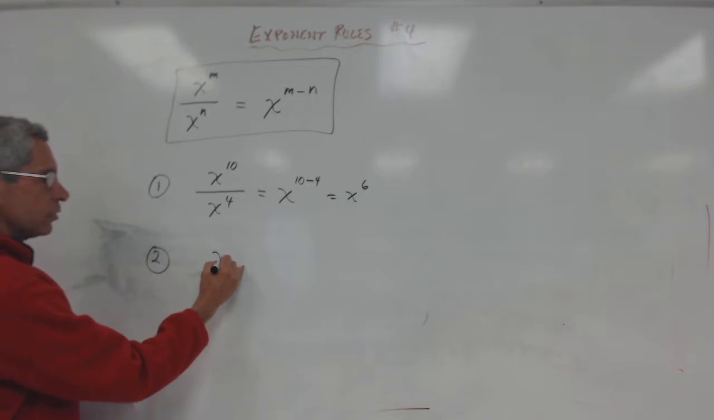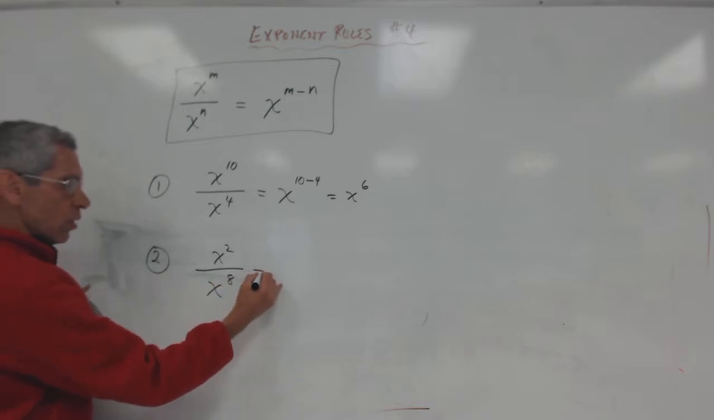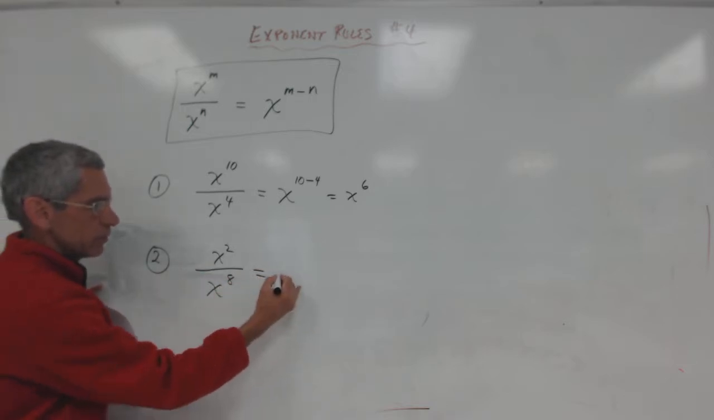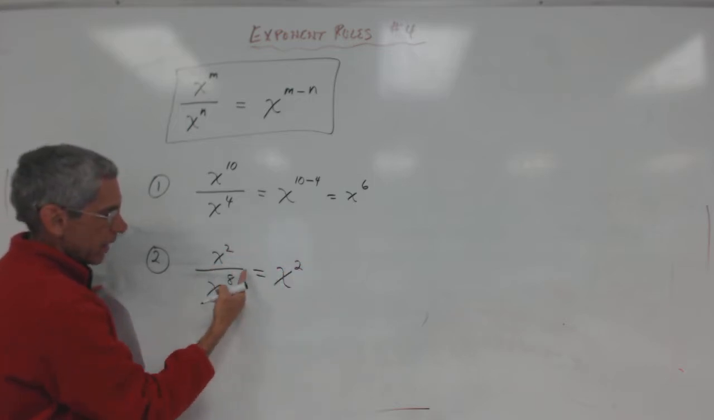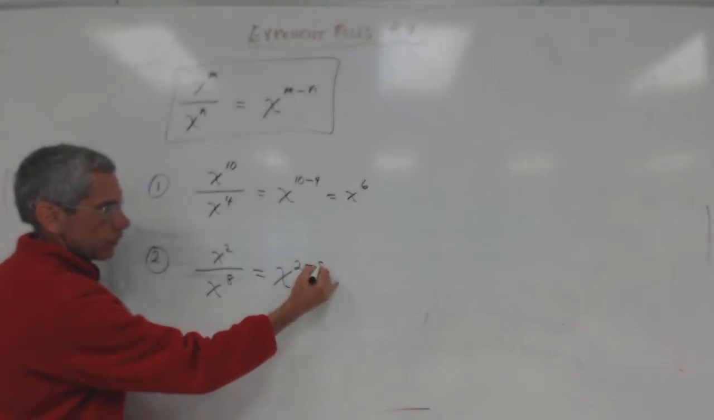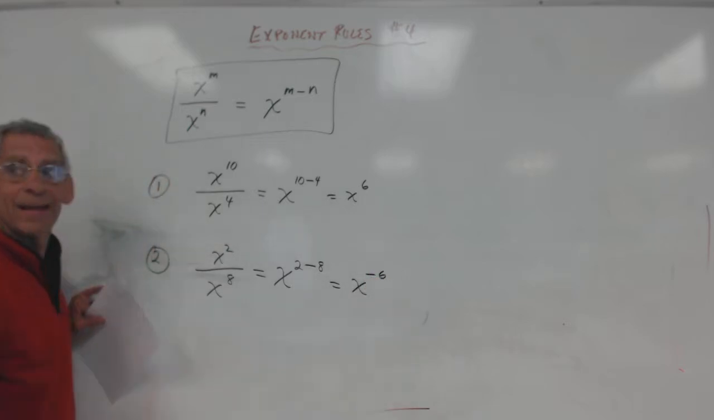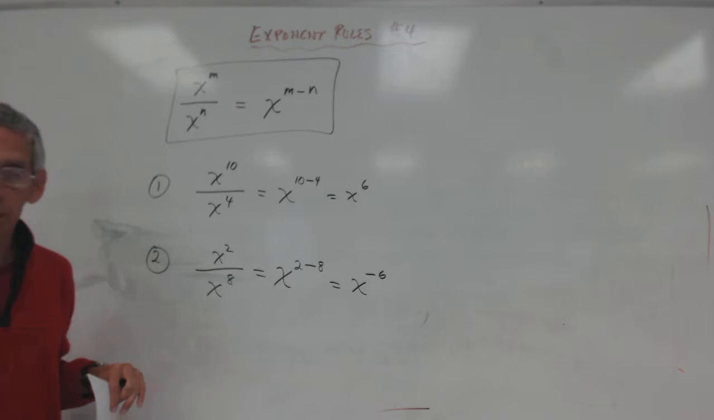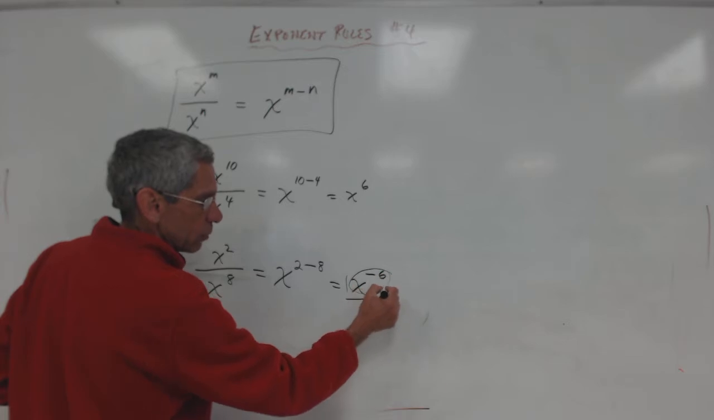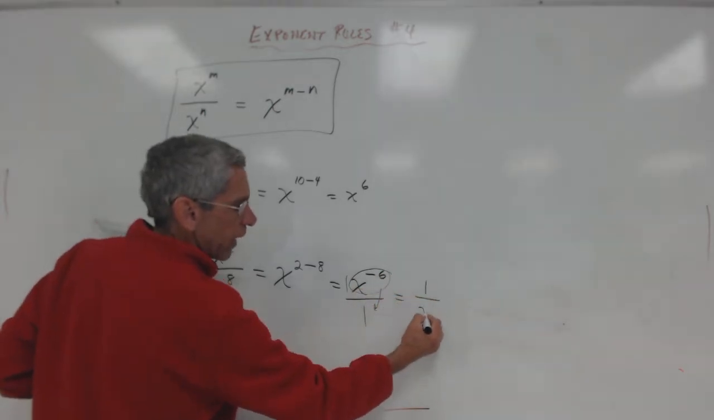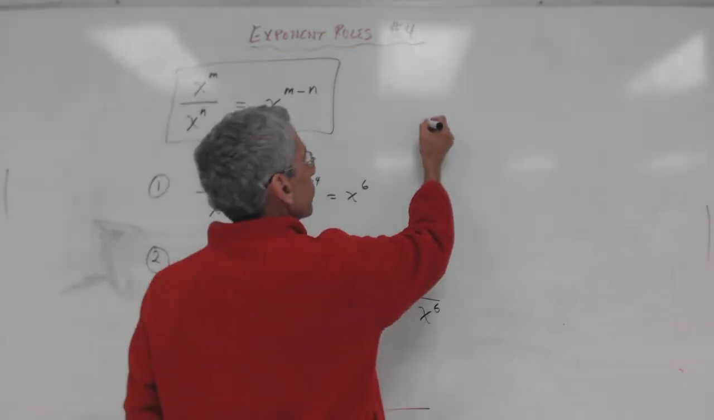Let's say I gave you this, x squared over x to the 8th. I have same bases, so I write the base, and it's the top exponent minus the bottom exponent. So that means x to the what? Negative 6. But I can't leave an answer with a negative exponent. There's a hidden 1 here, so that x is going to go downstairs. So it's 1 over x to the positive 6. Right? Okay, let's do number 3.